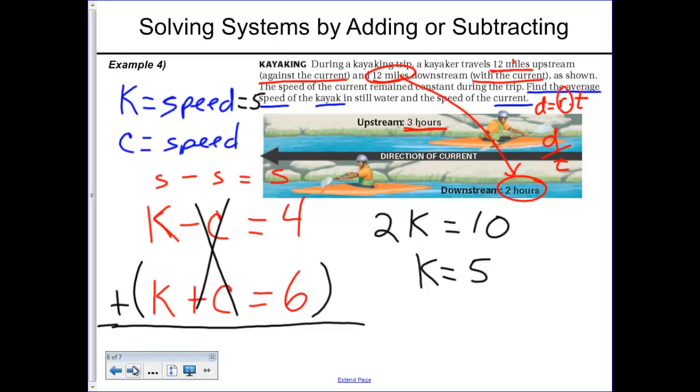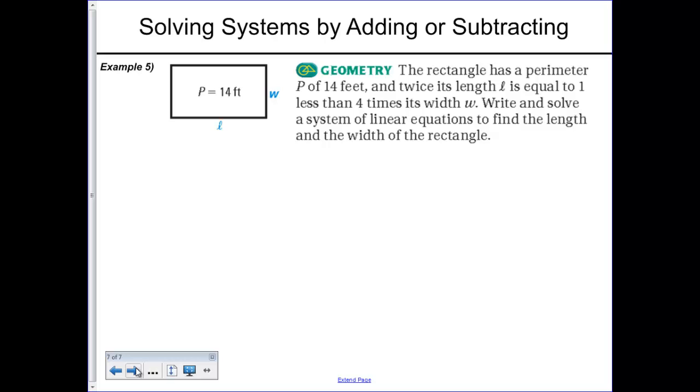So how do we calculate the speed of the current? Well, we can go back and take K, which was 5, subtract the current, and that's going to equal 4, and now solve for the current. So negative C equals negative 1, multiply both sides by negative 1, the current speed should equal 1. So a kayak speed of 5 in still water, and the current is 1 miles per hour.